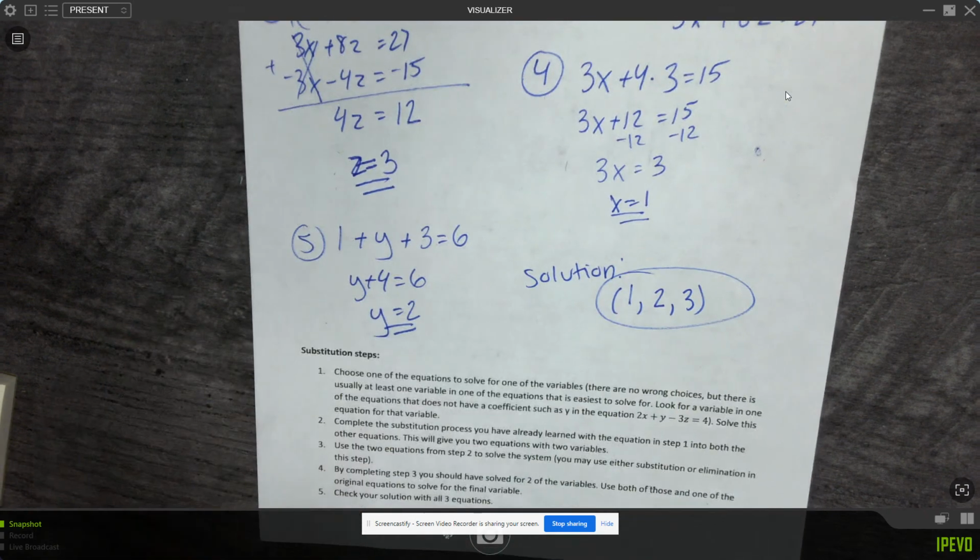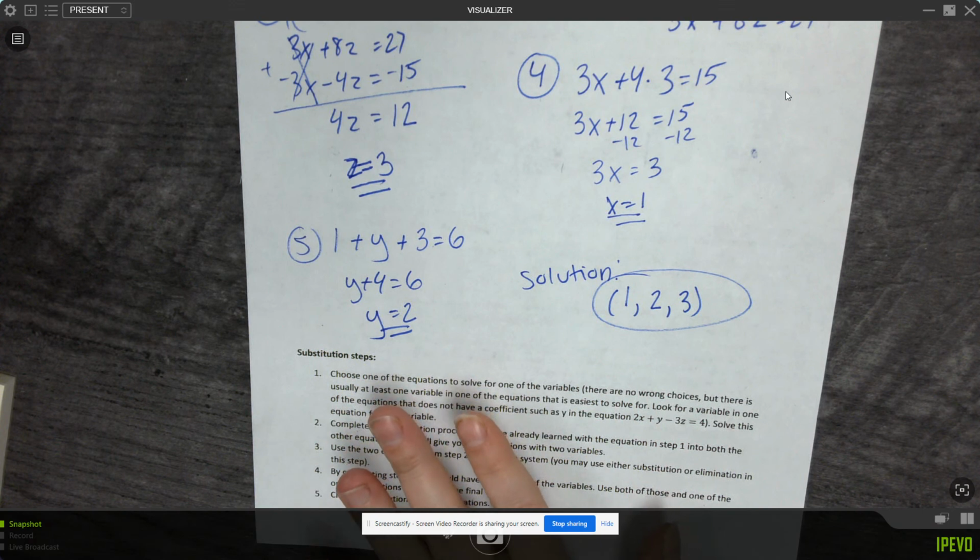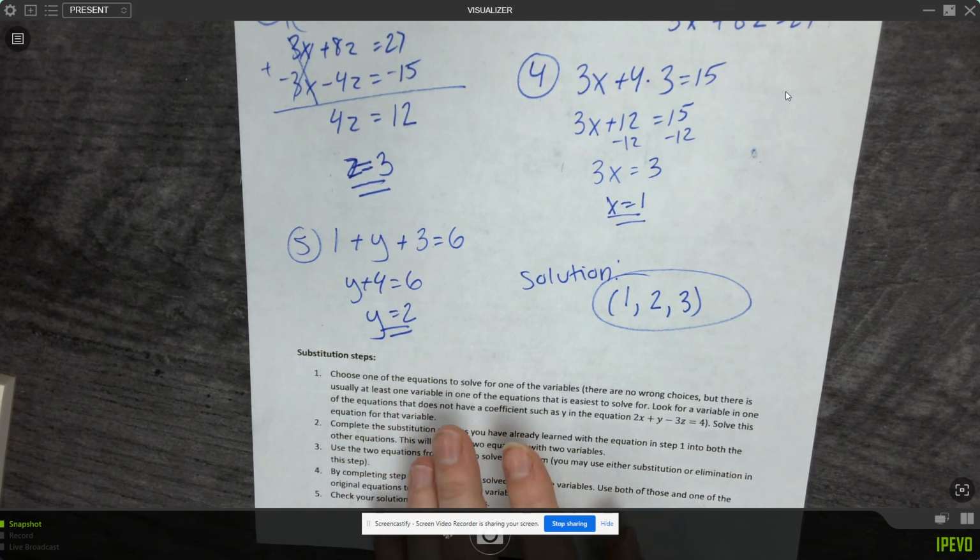All right, this is the substitution steps for solving three variable, three equation systems. You only need to watch this if you preferred substitution over elimination, or if you tried elimination and you didn't like it. I will, however, say that elimination tends to be easier than substitution for these specific types of problems, because with substitution, you are going to end up with fractions most of the time, and sometimes a lot of fractions, which can make life difficult.